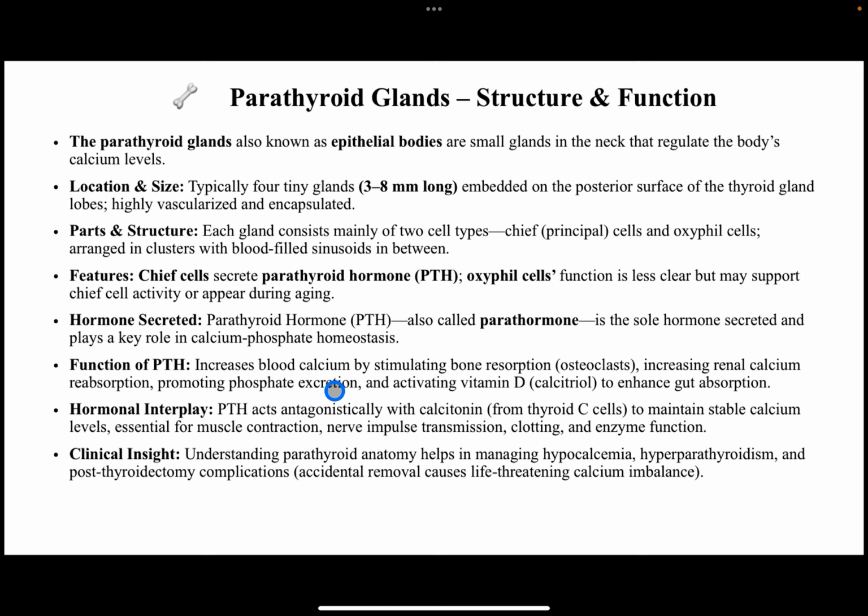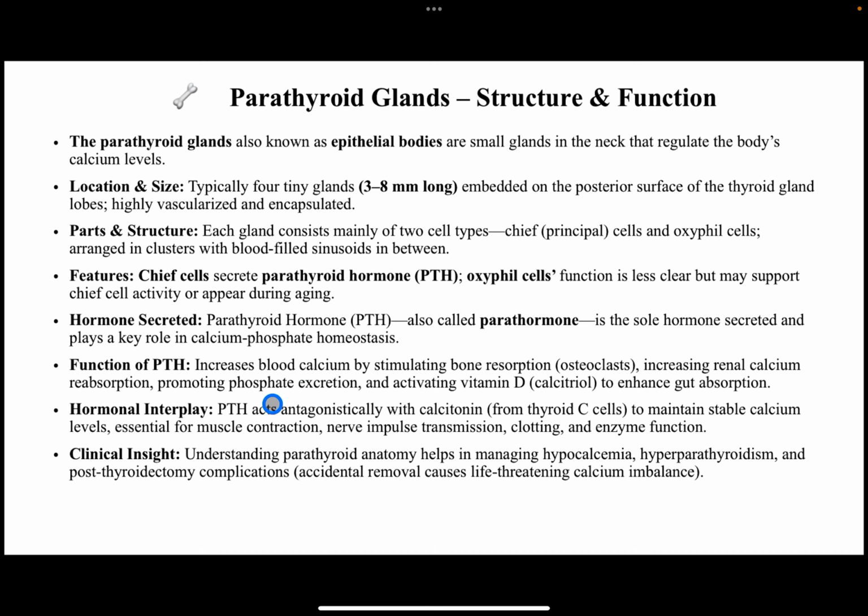It promotes phosphate excretion. Is that okay? And then it also activates vitamin D, which is calcitriol, to enhance gut absorption. Okay, so that should tell you that if someone is having a hyperactivity of the parathyroid gland, there will be hypercalcemia. At the same time, there is going to be hypophosphatemia.